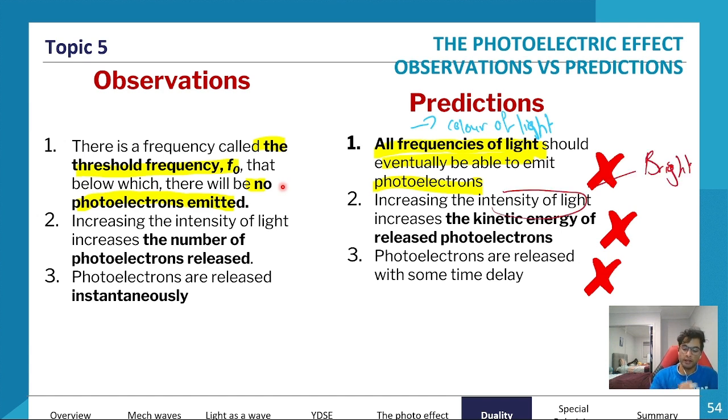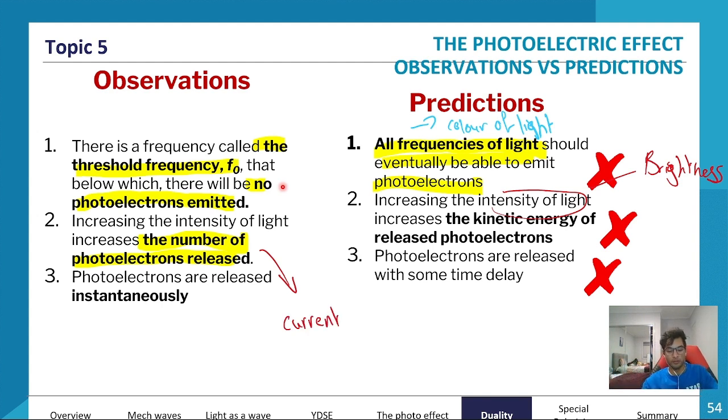The brightness of the light was thought to impact the kinetic energy of the electrons. So if you were to increase the brightness, it was assumed that the electrons would travel faster and have more energy. But that's not the case. What happened in actuality was that when they increased the intensity, the number of photoelectrons increased, which, since you have more electrons, increases the current. So increasing the intensity will increase the current.